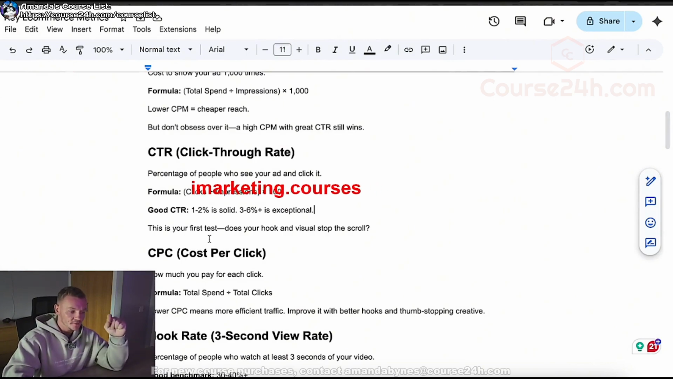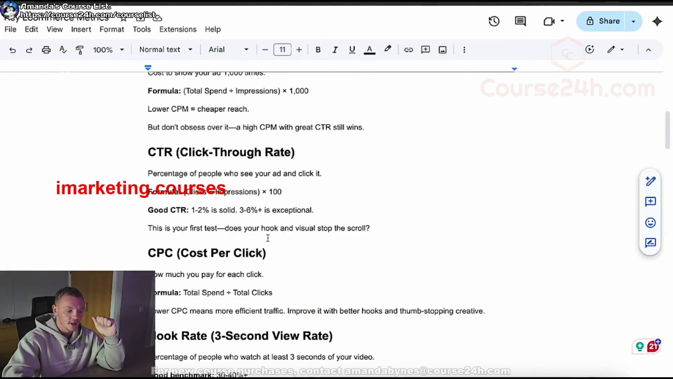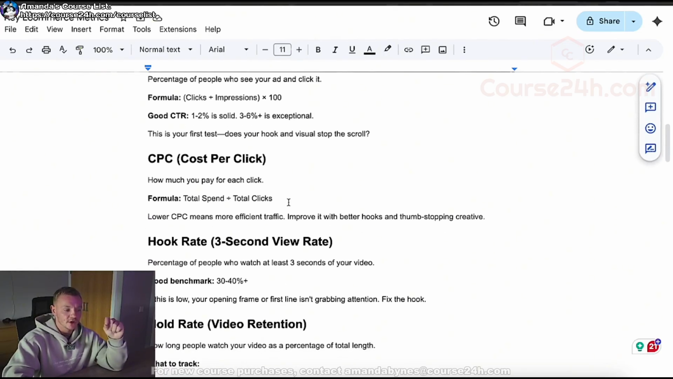Now, this is your big first look. This is the one that you look at, your first test, your first soft metric. And this is going to be determined on whether your hook and your visual stop the scroll. Do people actually look at the ad and then do they click on it? Right? Now, cost per click.